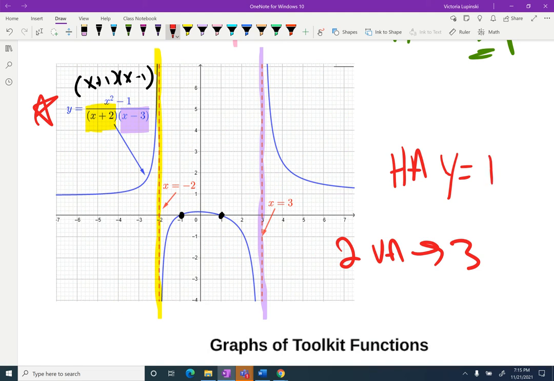At 1. It's at 1, okay. And the reason why it's at 1 is because it has the same degree. So you would have an x squared over a 1x squared, and you would do 1 over 1, which of course would give you a 1.